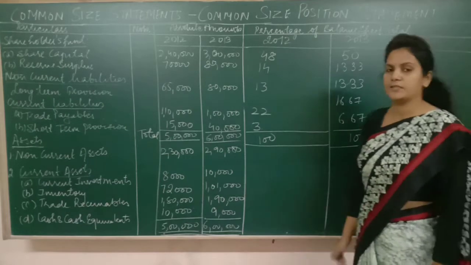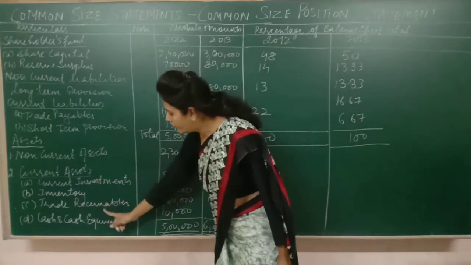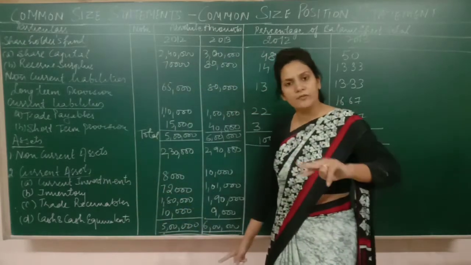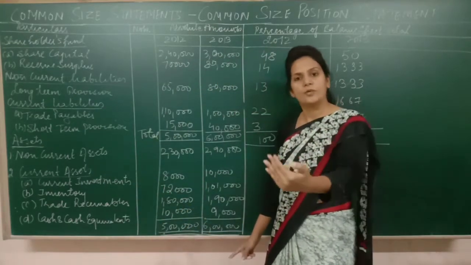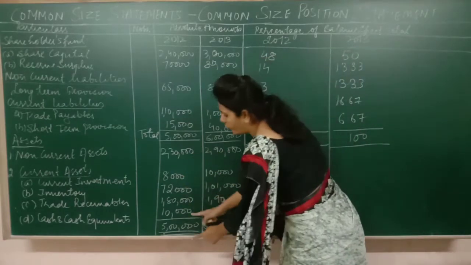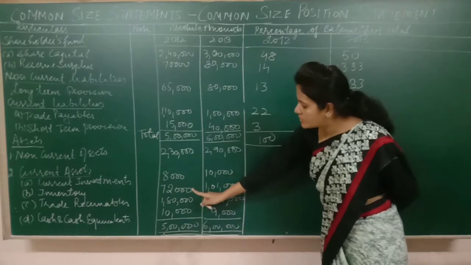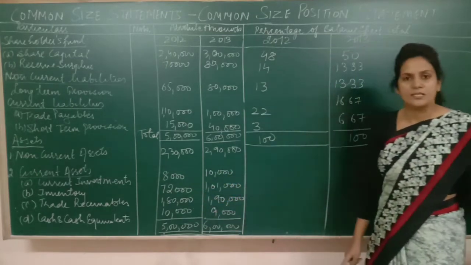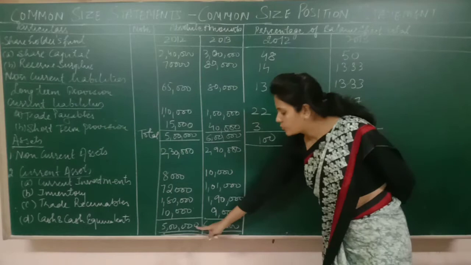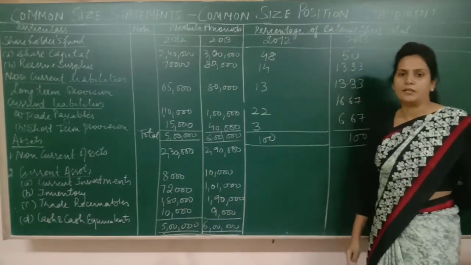Now come to the asset side. Here what I'm going to do is express the value of each and every asset individually, but with respect to a common base. So here also I'm assuming the common base to be equal to the total of all the assets, right? Total of non-current plus current investments plus inventories plus cash and cash equivalents, their total, that is rupees 5 lakh of the previous year and 6 lakh of the current year.